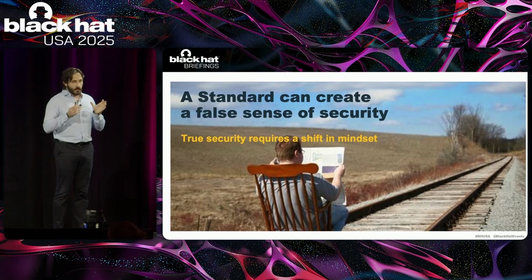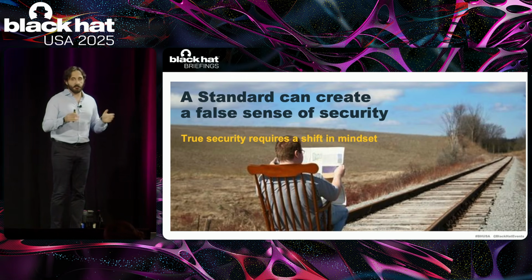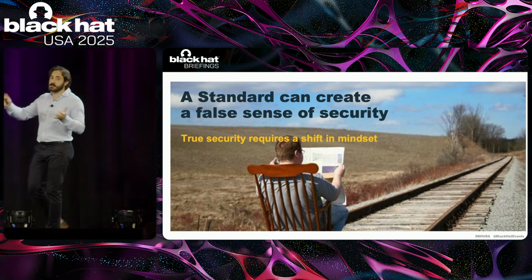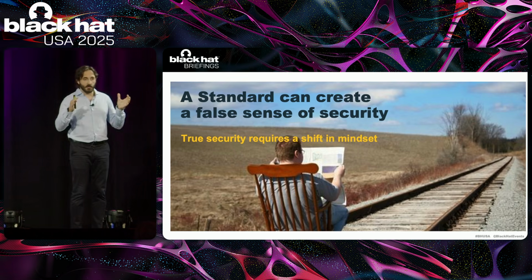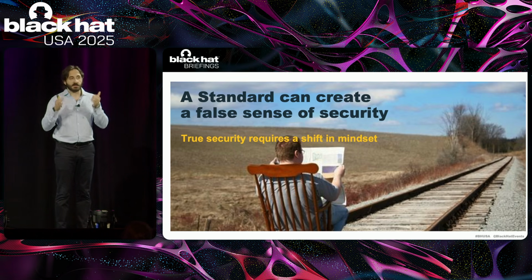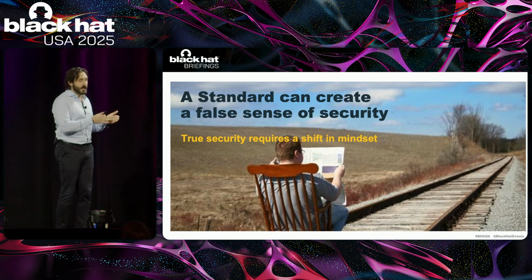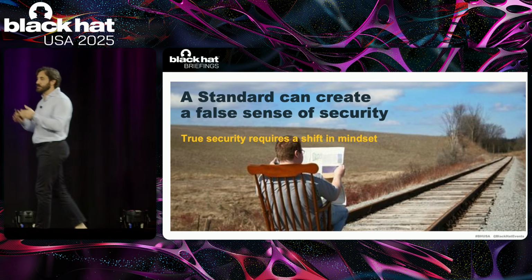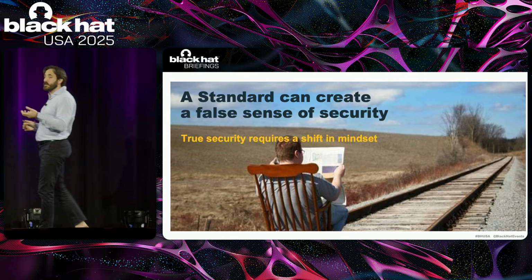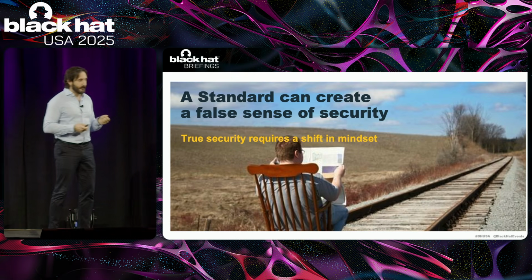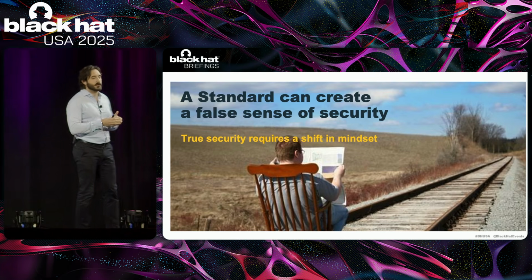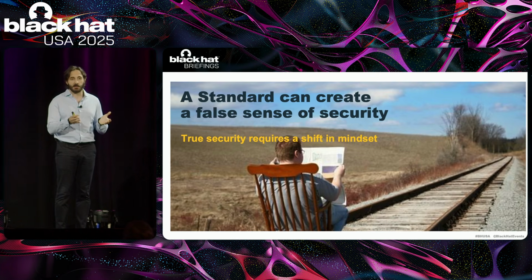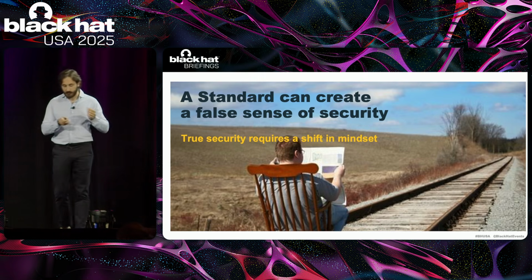So, when we have an ecosystem like the EV charging ecosystem that is labeled compliant with a standard, we might feel a sense of security. But as we said, this might be a false sense of security. You might feel secure even if the ecosystem is not. So we have to realize that true security is not simply complying with a standard. True security requires a shift in mindset.